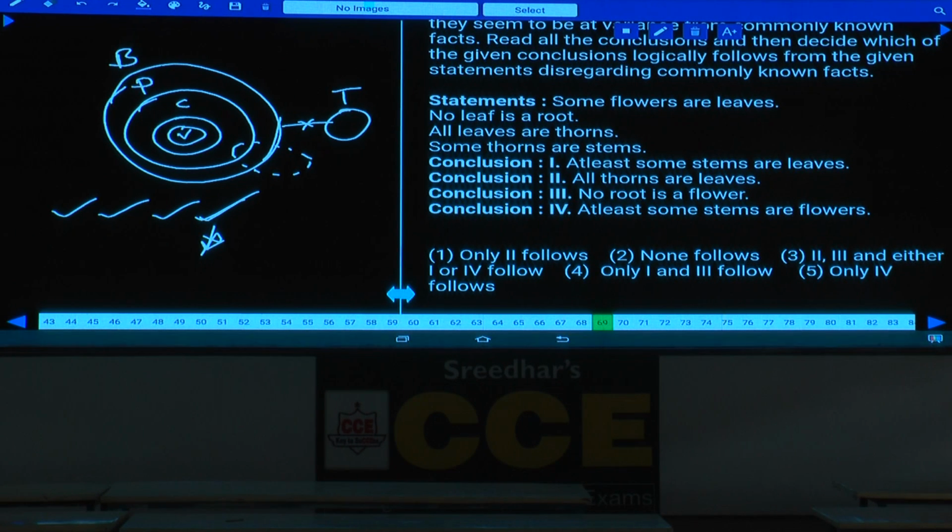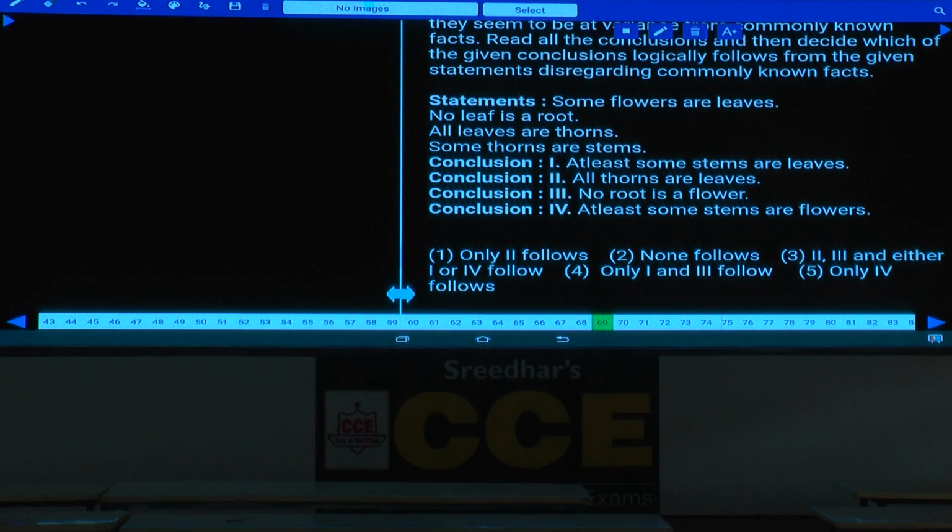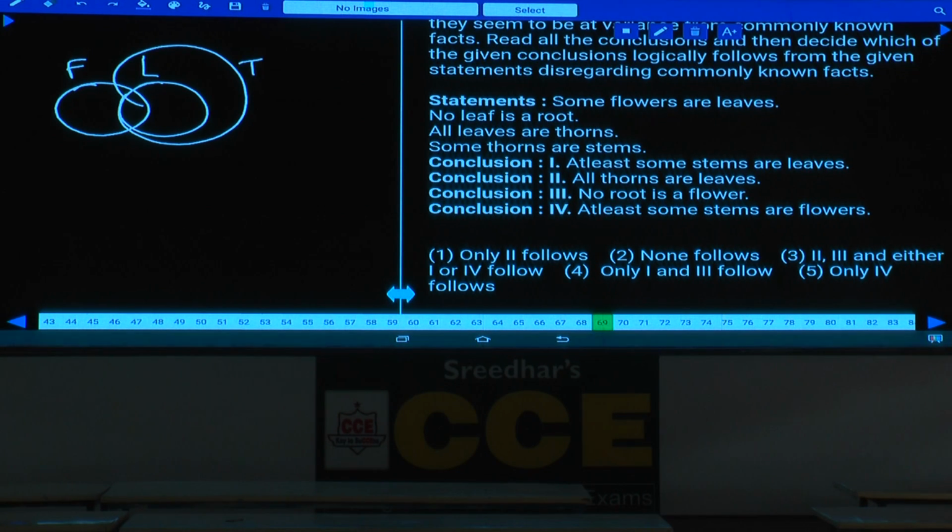Then question number 69. Some flowers are leaves can be written like this. And all leaves are thorns. All leaves are thorns. And some thorns are stems. Some of the thorns are stems. And no leaf is a root, no intersection between leaf and root. Hence your root can be like this.